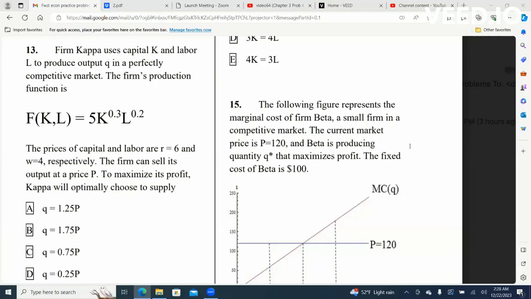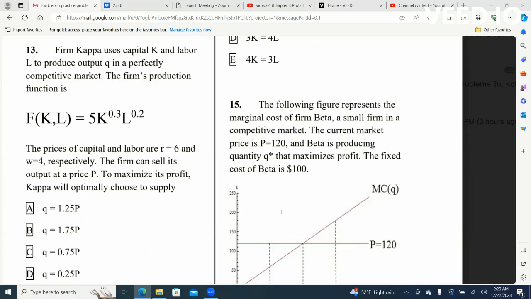Okay, so moving right along to number 13. Firm kappa uses capital K and labor L to produce output Q in a perfectly competitive market. The firm's production function is going to be that right there. The prices of capital and labor are R equals 6 and W equals 4 respectively. The firm can sell its output at price P to maximize its profit. Capital ought choose to supply what?